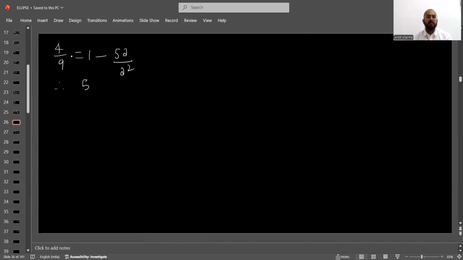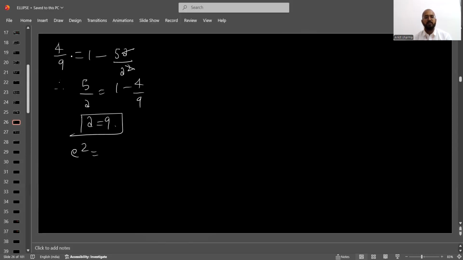5. In fact, this gets cancelled here. So I get 5 over A is equal to 1 minus 4 over 9. So this gives me A is equal to 9 itself, because 9 minus 4 is 5 over 9. So A is equal to 9, I get.